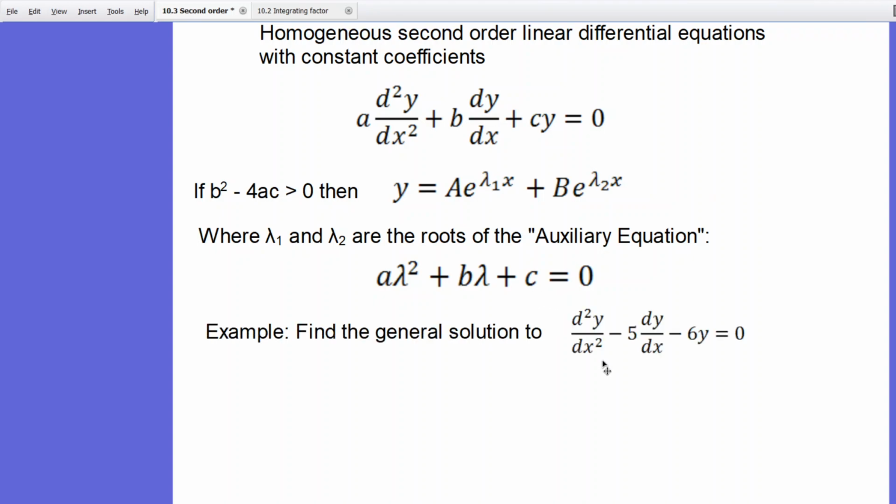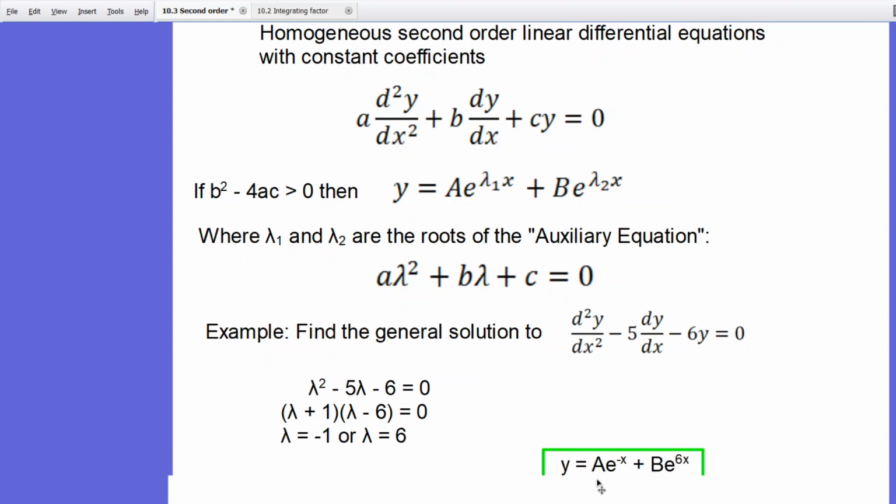So here's an example. If we're asked to find the general solution to this equation, what is it we do? We just put it into the quadratic equation, factorize it, solve it, and so we get our general solution. Okay, the general solution, of course, is where a and b haven't yet been worked out. Because it's a second order differential equation, there are two constants of integration, and we will need two boundary conditions or initial conditions to work out the values of a and b.